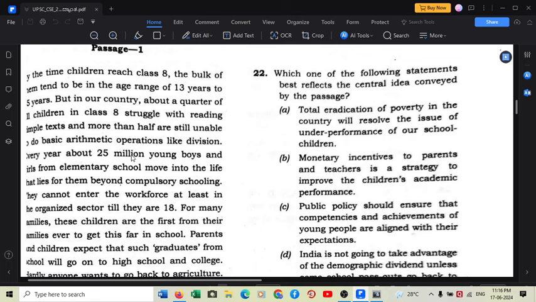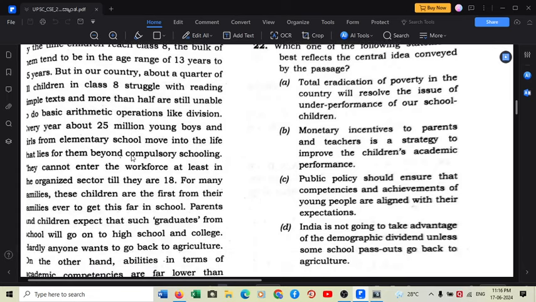We'll read further. They cannot enter the workforce, at least in the organized sector, till they are 18. Obviously they have dropped out from school, but they cannot enter the workforce until they are 18. So there is a gap of 3-4 years. From elementary, let's assume the age is 13-14 years, and until 18 they are not able to enter the workforce. That means 4-5 years of gap, and also 4-5 years of no education. So, problem with India, very good passage. The reality is being projected.